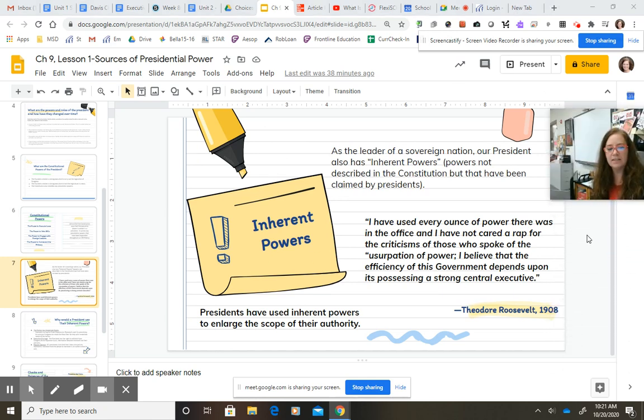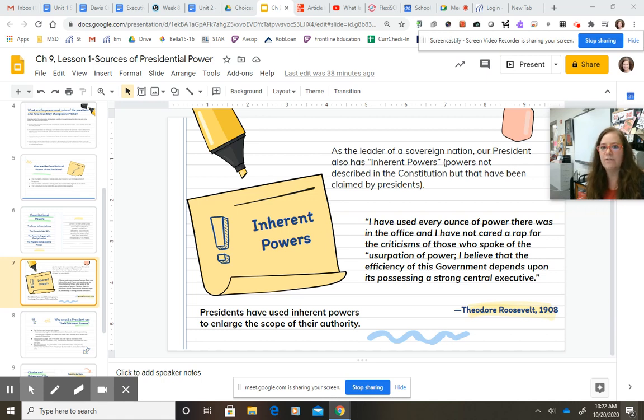Just like our Congress has some very specific things that are written out in the Constitution, we also have that necessary and proper clause written in for Congress that says that Congress should do everything necessary and proper to run our country. We also have that for our president. And also, some powers are inherent to a presidency, to the leader of a nation. So I'll read this. As the leader of the nation, a sovereign nation, our president has inherent powers. So those are things not in the Constitution, but they've been claimed by presidents.